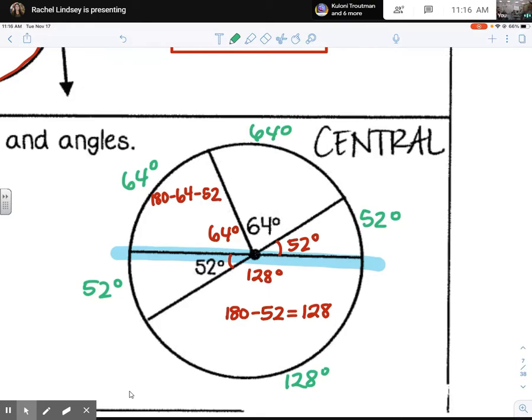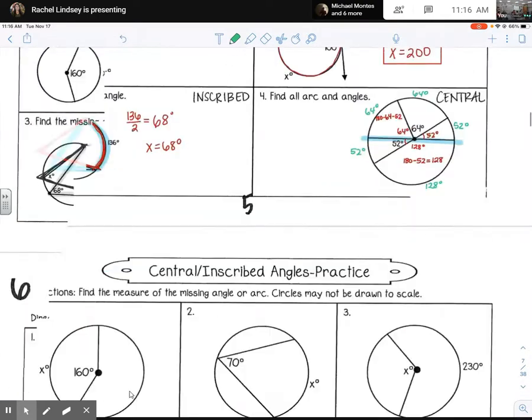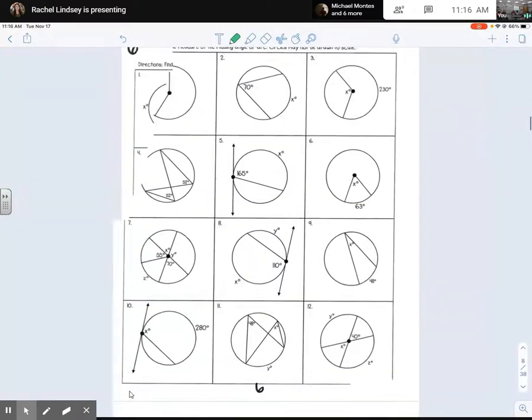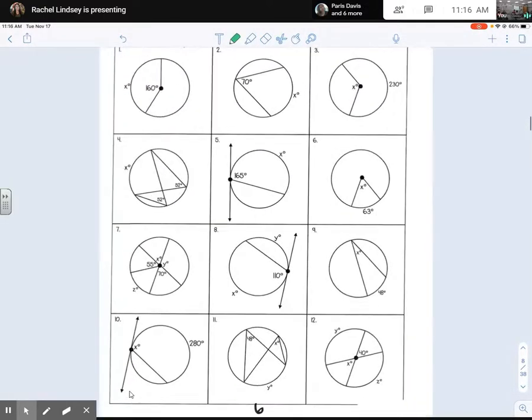I'm trying to go play some basketball today. Okay, I want y'all to try page 6 for me. So try page 6.